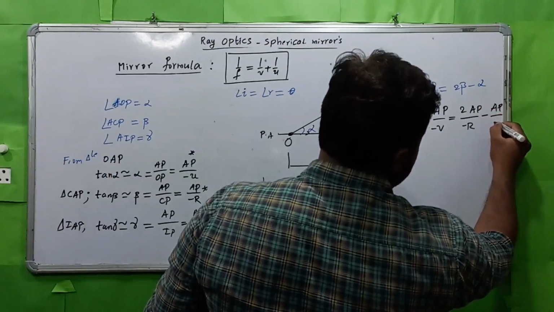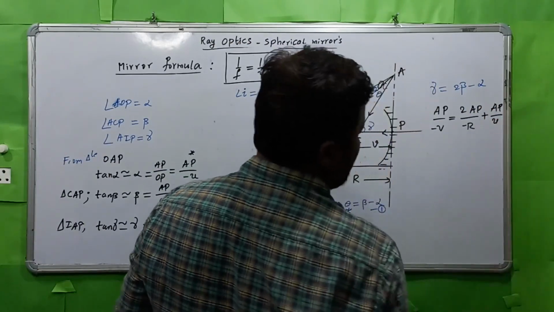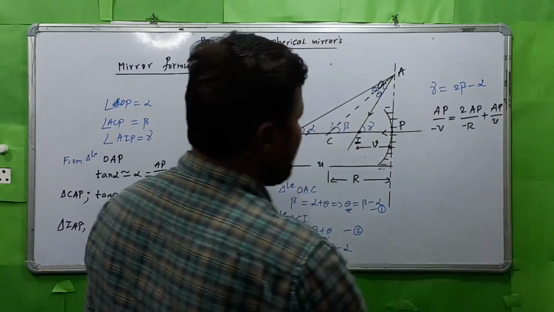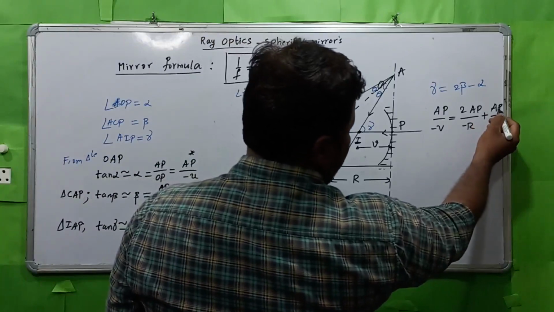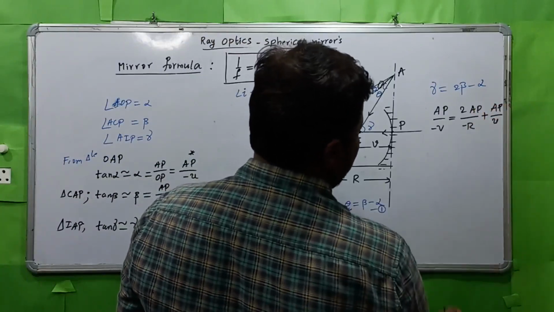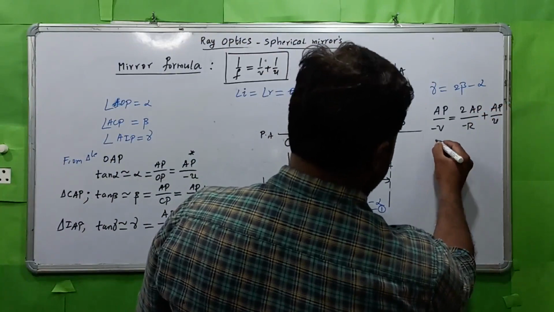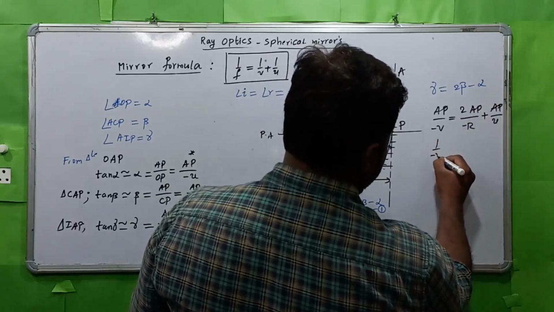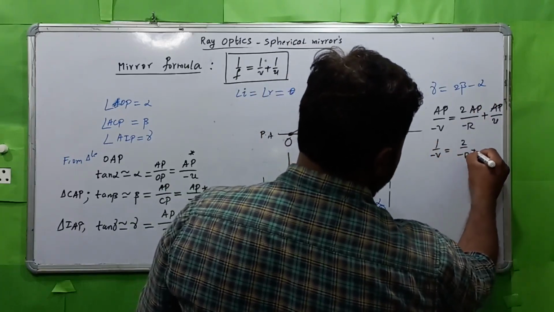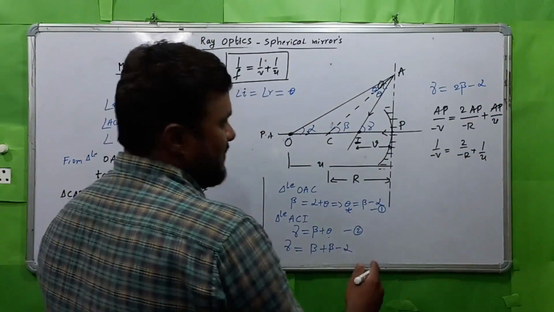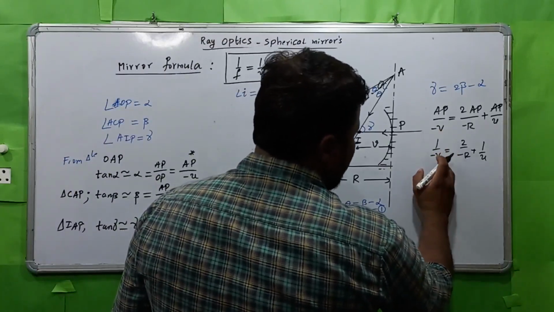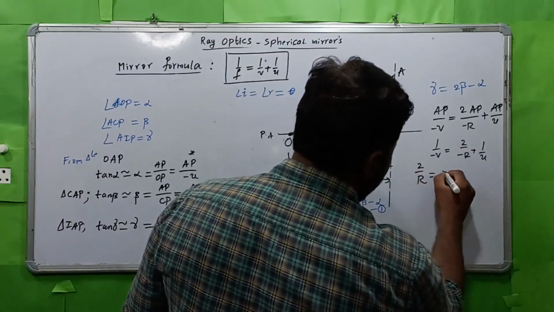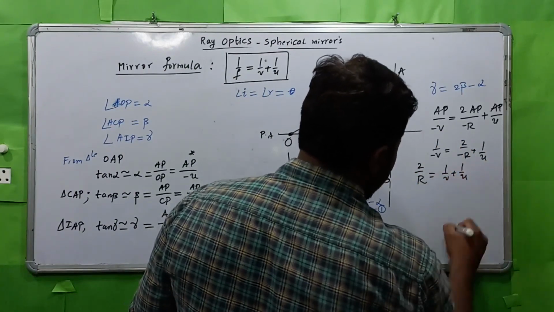AP by minus U. Minus of minus, plus will come. U. Now do one thing. Take AP common. If I take AP common, what will come? AP gets cancelled. Finally, 1 by minus V is equal to 2 by minus R plus 1 by U will come. Can I move 1 by minus V that side? So that 2 by minus R this side, 2 by R becomes 1 by V plus 1 by U.